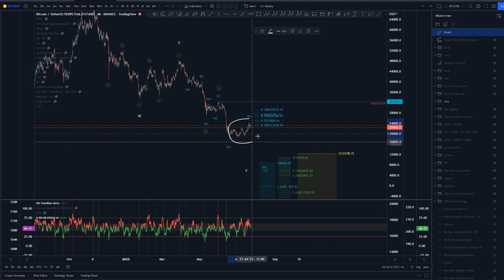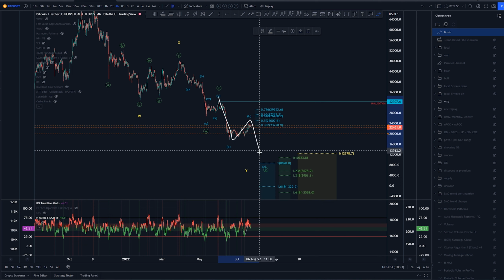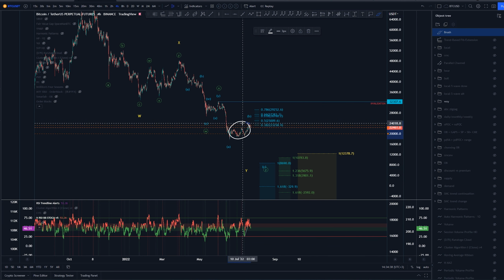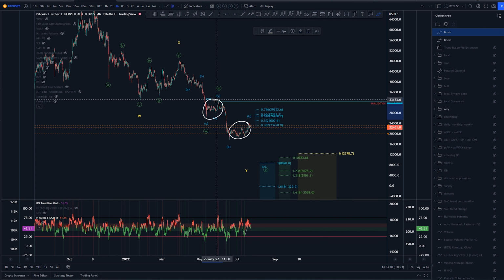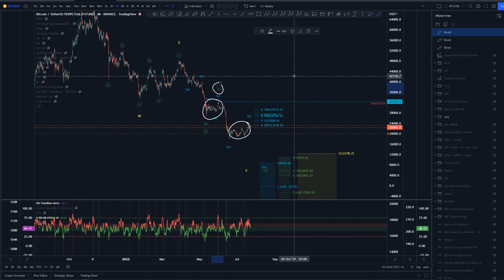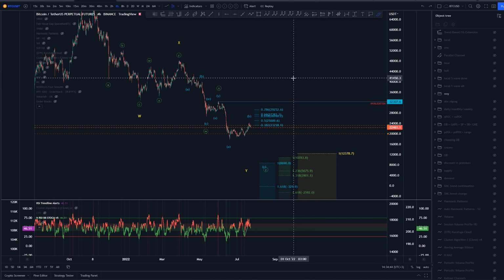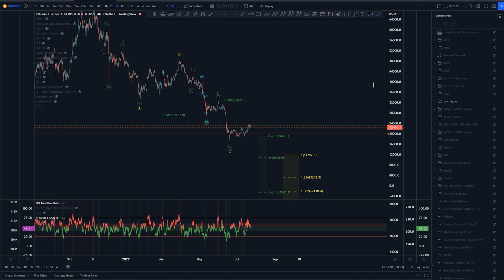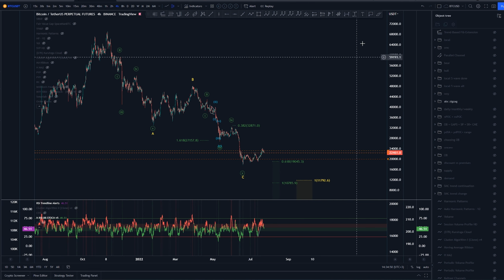Why? Because this wave B here of this last wave Y in green is taking so much longer compared to the higher time frame structure, which is this wave X here in green. So that is the reason why I don't like this anymore as much. And I feel like this ABC structure overall is looking better now.